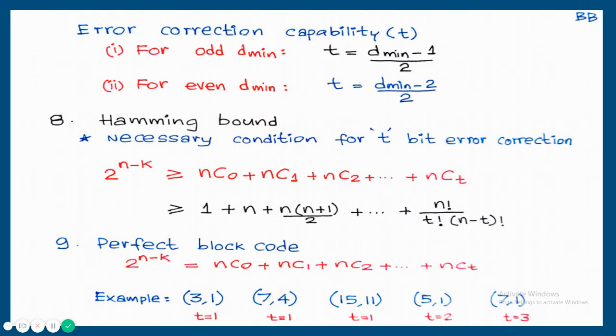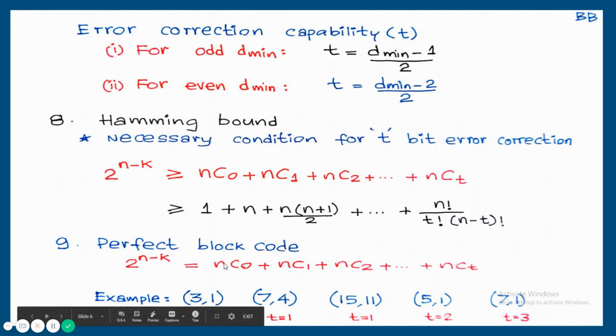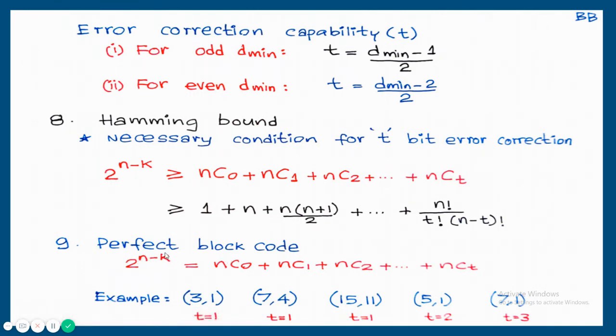(3,1) block code with correction capability 1, (7,4) with correction capability 1, (15,11) with correction capability 1, (5,1) with correction capability 2, (7,1) with correction capability 3. I'll show just one substitution here, (3,1). So I'll substitute here 2 raised to 3 minus 1, that is 2 raised to 2, which is equal to 4.